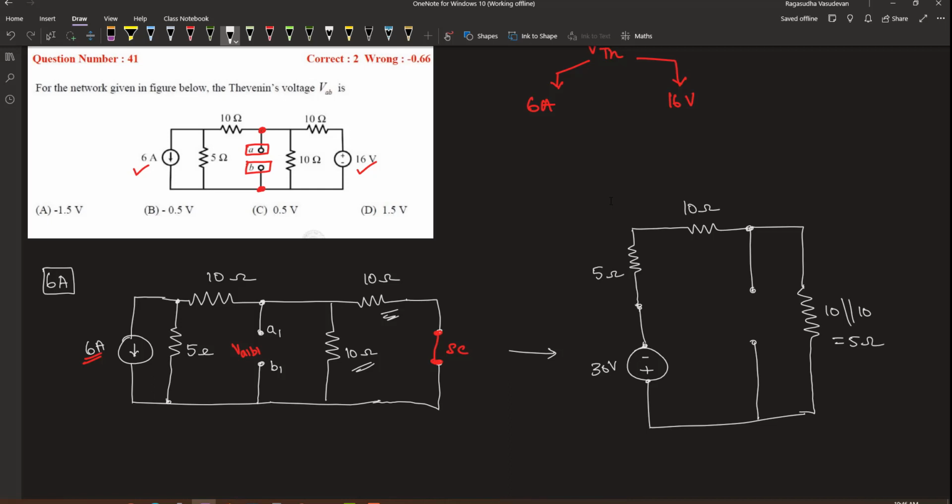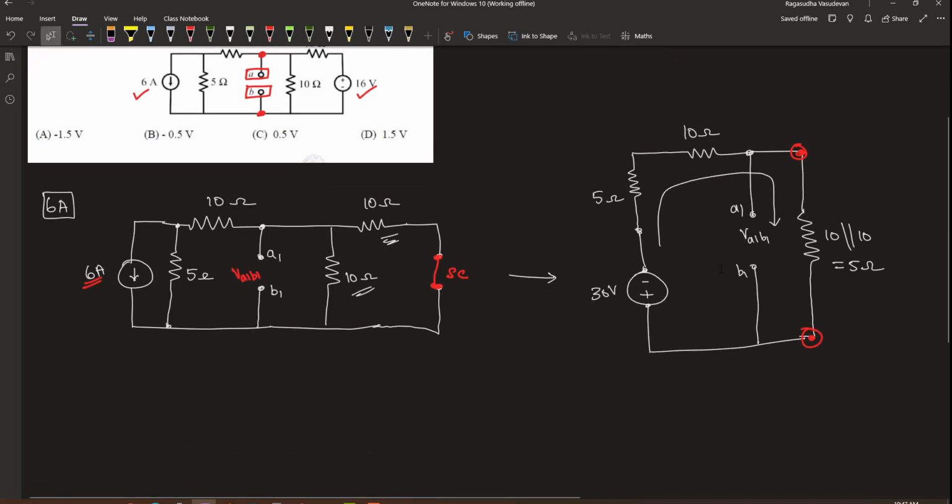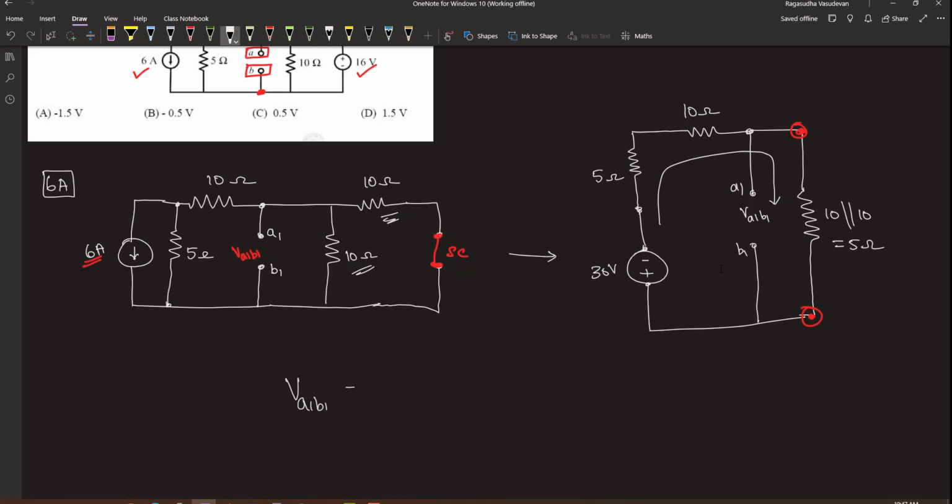So the current is circulating through this series path. The voltage across this, VA1B1, is the voltage across this 5 ohm resistor. Let's use the voltage division rule to find this voltage. VA1B1 is given by minus 30 times 5 divided by 20, which is equal to minus 15 divided by 2, which is equal to minus 7.5 volt.